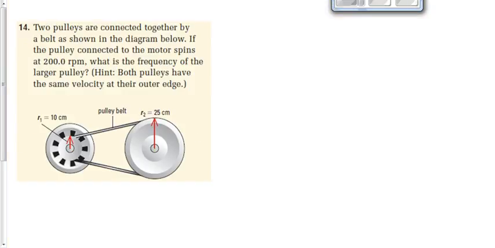The question says 2 pulleys are connected together by a belt as shown in the diagram below. The pulley connected to the motor spins at 200 RPM. What's the frequency of the larger pulley? And they give you a hint here.